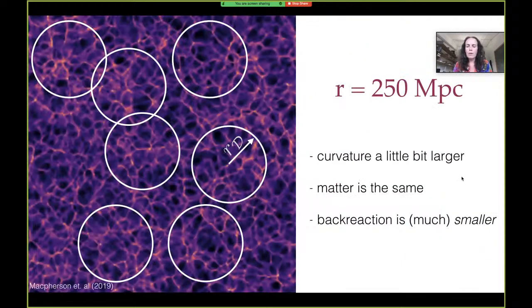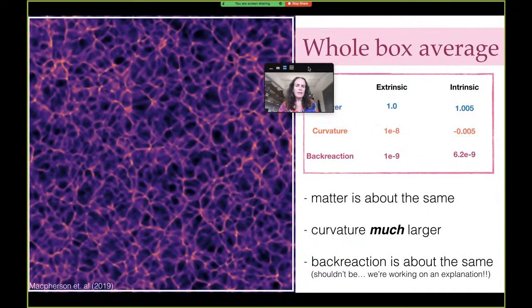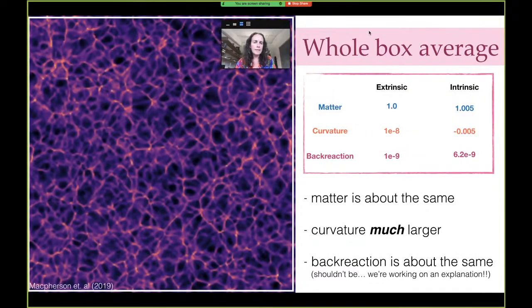So this is just a summary of what we find on these scales of 250 megaparsec. Our curvature is a bit larger, our matter is about the same, and the back reaction is much, much smaller. Now, I'm just about to finish, but just to quickly say something about the whole box average. Rather than looking at subdomains within the simulation, if we instead consider an average over the whole box, including the periodic boundaries, then we can make a comparison between the two formalisms as well. Basically, the matter content is about the same. The curvature is quite a drastic difference. And again, I think this is related to the difference in definitions of the curvature.